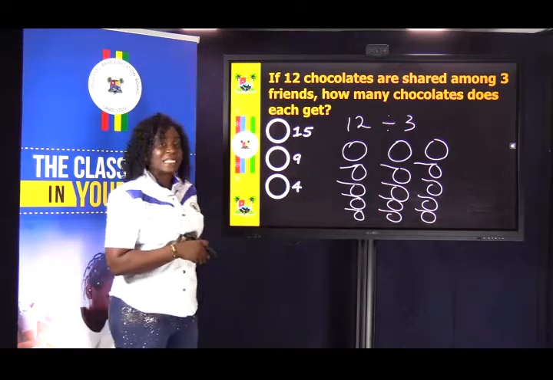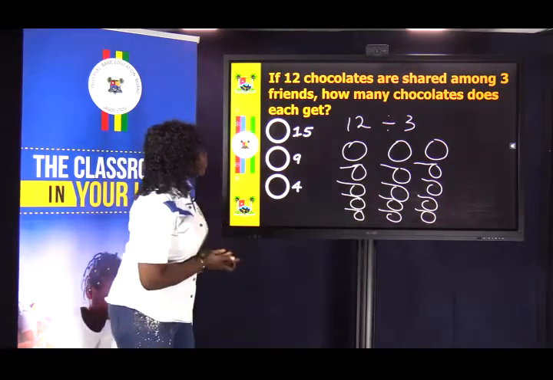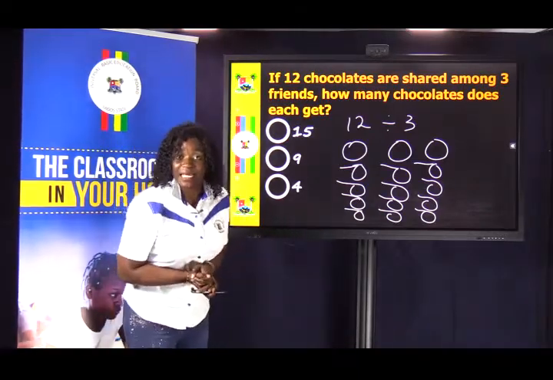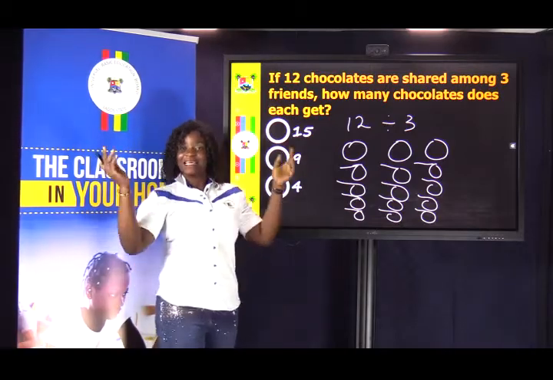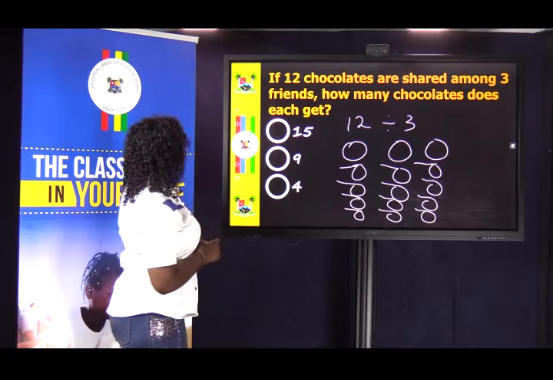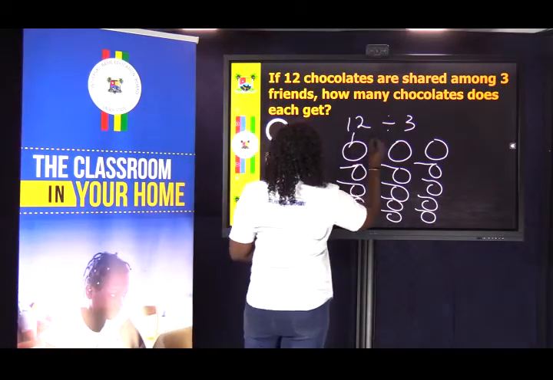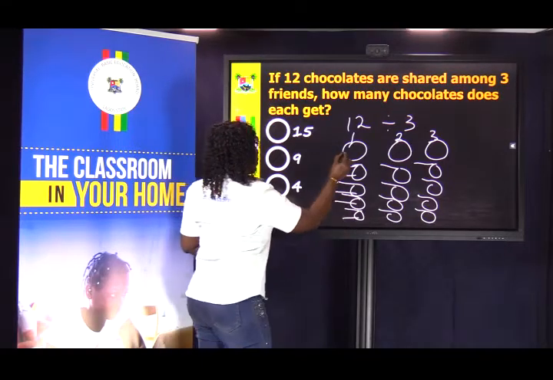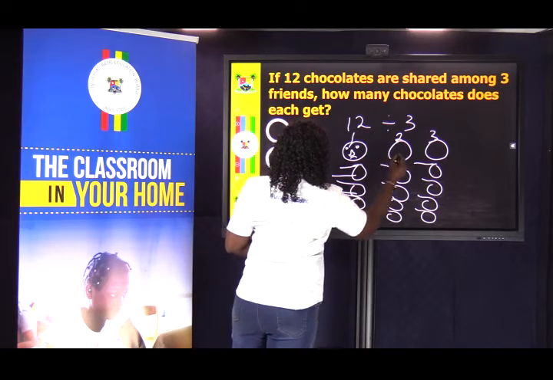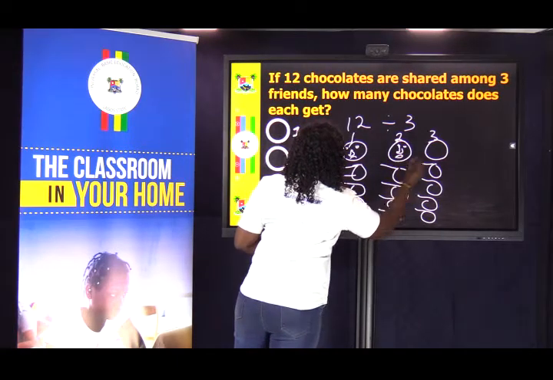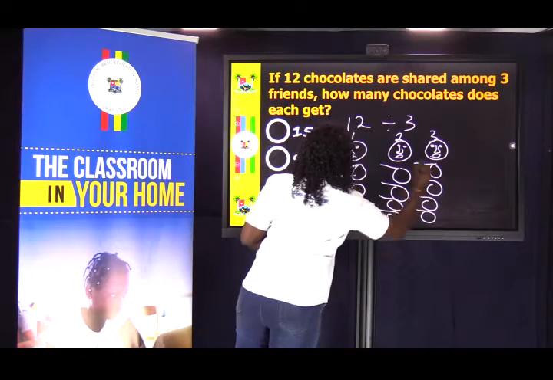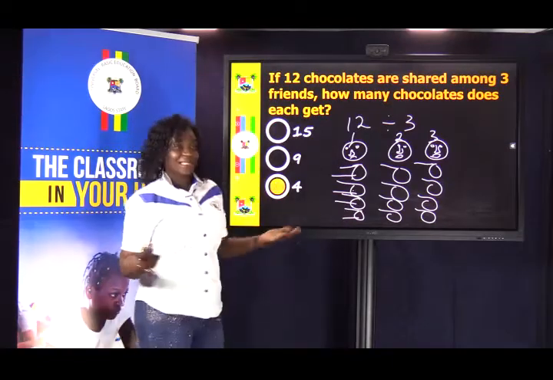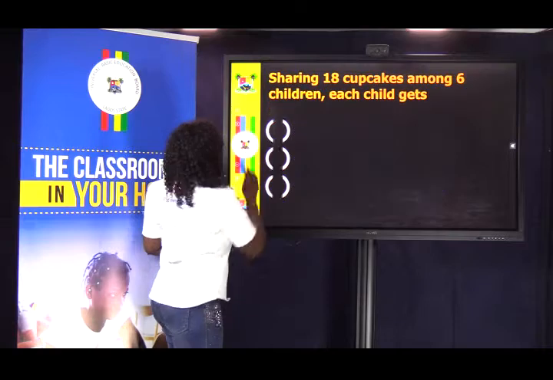So now count in 2 seconds, how many chocolates each friend will get? Are you counting? Make it snappy. It's time up. So how many chocolates will each friend get? This is friend number 1, 2, 3. So let's count. 1, 2, 3, 4. Remember, this is one friend. So each friend gets 1, 2, 3, 4. Yes, and that's it. Good job, you.